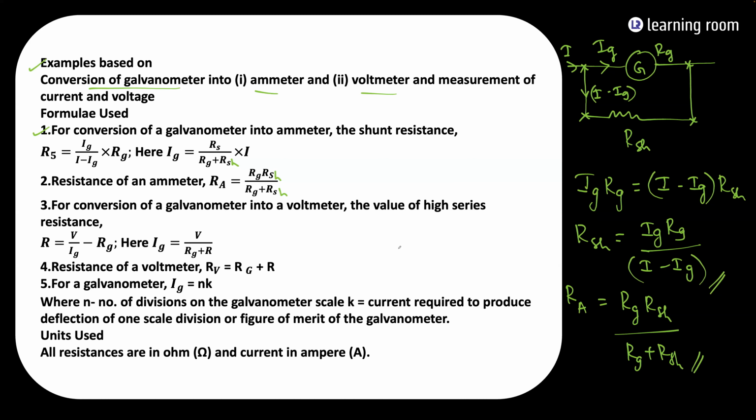But remember, the important parameter is that you should know how much current the ammeter is supposed to measure. Whereas if you want to find the resistance of the ammeter, all you need is the resistance of the galvanometer and the resistance of the shunt. Is that clear?